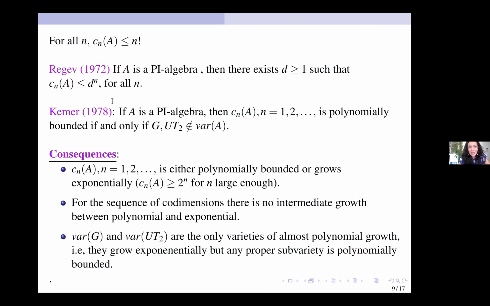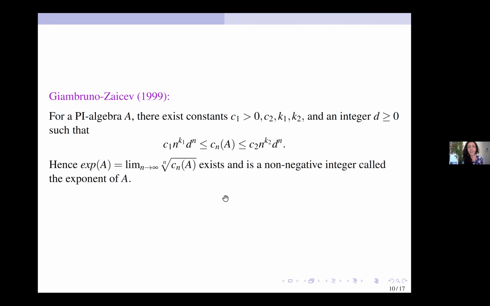Okay, now the exponential rate of growth of the sequence of codimensions was computed by Giambruno and Zaicev in 1999. So they proved that there exist constants such that the codimensions satisfy these inequalities. Hence, the limit of the nth root of the codimensions exists and is a non-negative integer called the exponent of A. So with this result, they proved a famous conjecture of Amitsur of the 80s. Let me show some examples. The exponent of F is equal to 1. The exponent of UT2 and the Grassmann algebra is equal to 2. And the exponent of M_k is equal to its dimension.